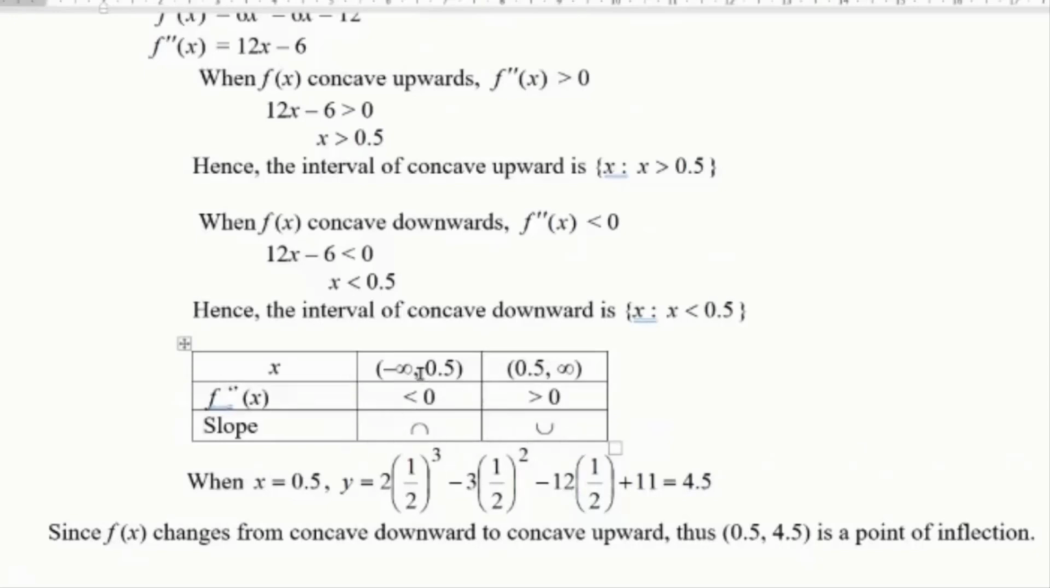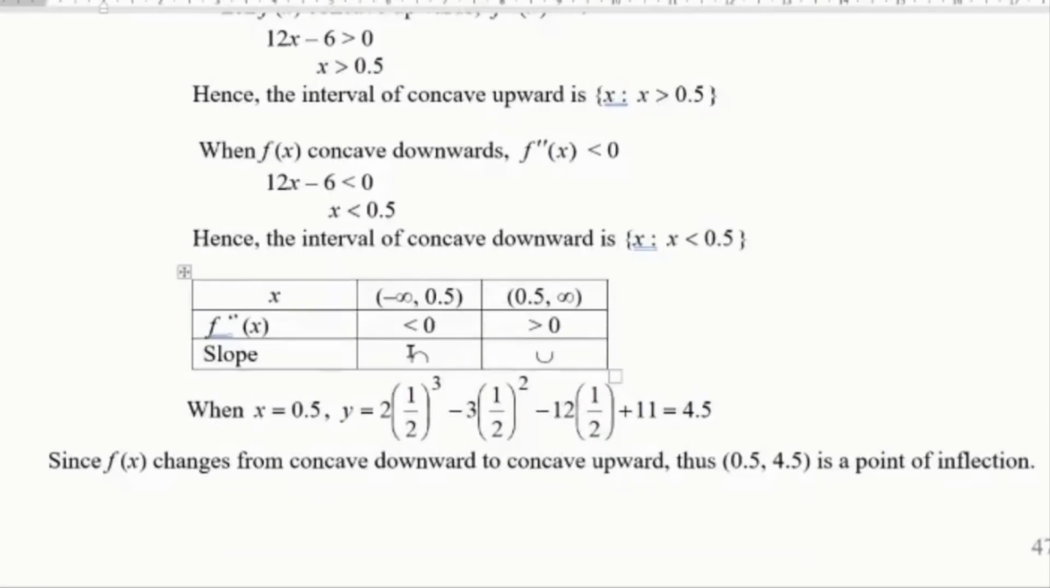So for this interval, less than 0.5, it is concave downward. Okay, then the curve is N shape. For this one, concave upward, the curve is going up. Okay, so you see at this point, x is 0.5, the graph changed from downward to upward.